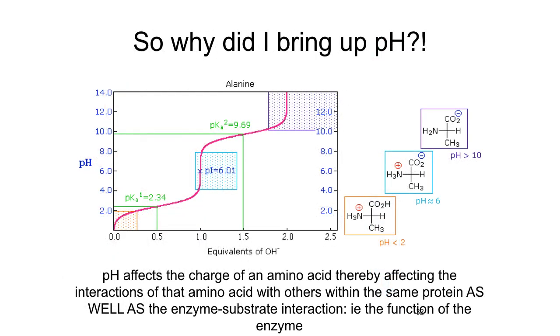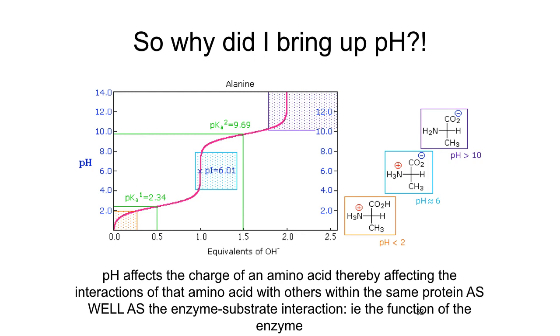So why do I bring up pH? Because pH is very, very important to the function of our bodies. In particular, it's very important to the function of enzymes. And the reason for that is because low pH is a high hydrogen ion concentration. And the function of enzymes, you'll see, is dependent on the ability of an enzyme to change its shape. And that ability can be affected by pH. Therefore, pH affects enzyme function.